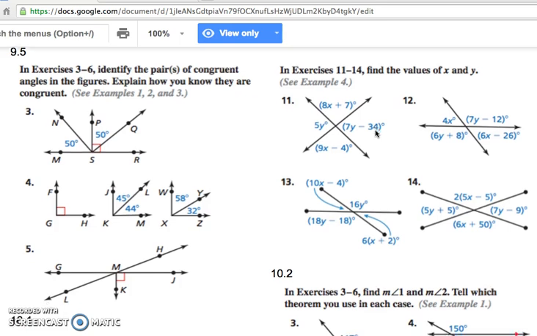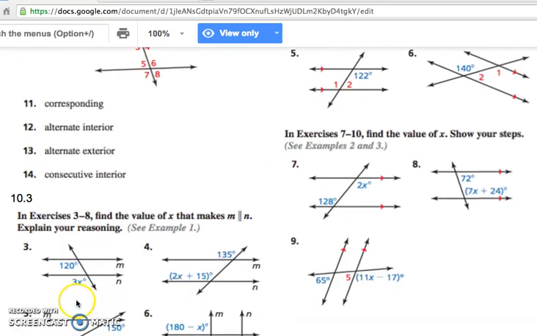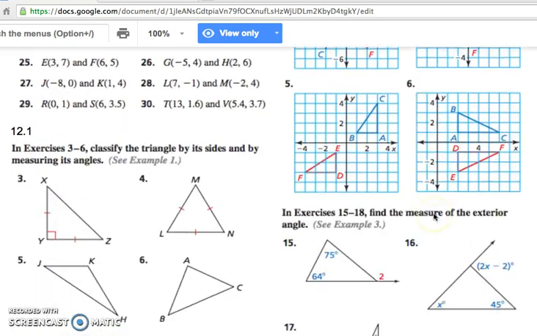Let's see. We'll go ahead and pause the video here, and we'll start part 2 so we can get some calculations for these ones. Okay, so check out part 2. We'll talk about midpoint, distance, and then the reflection stuff.